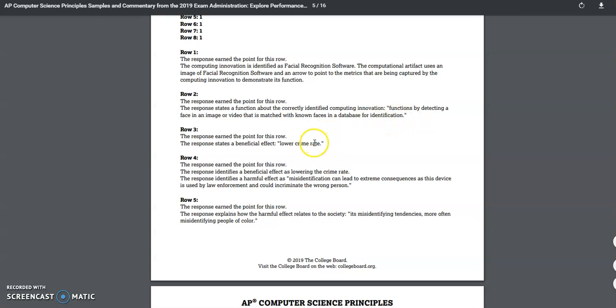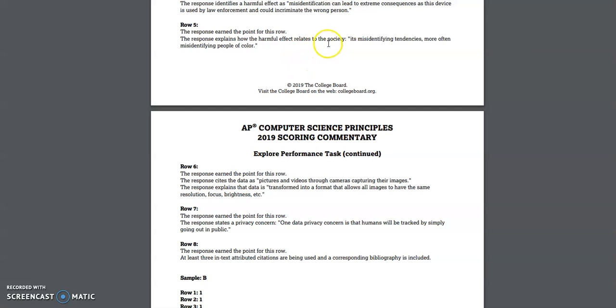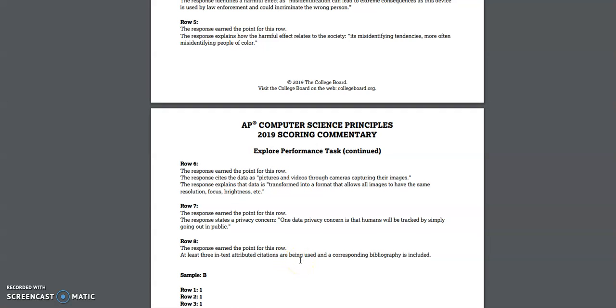Here's quotes again for row 3, quotes for row 4, quotes for row 5, row 6 talks about the data, and they're using words from the student. Row 7, they talked about data privacy. You could also focus on security, data privacy, or security concerns. In row 8, to get the point for that row, you have to have at least 3 sources, and those sources have to be cited somewhere up in your writing. So as long as you have at least 3 sources and you cite those up in your writing, you get the points for row 8.